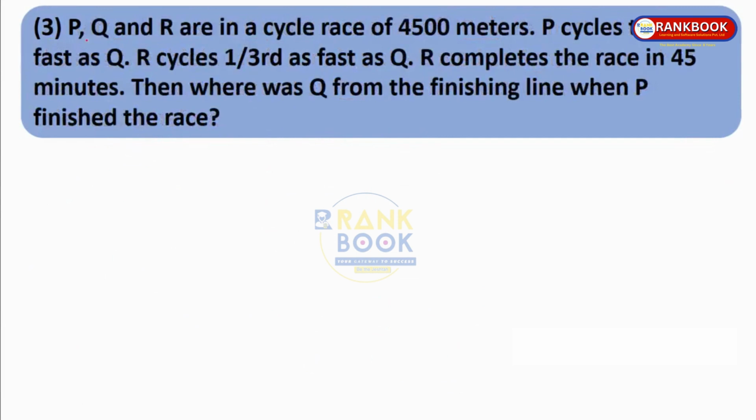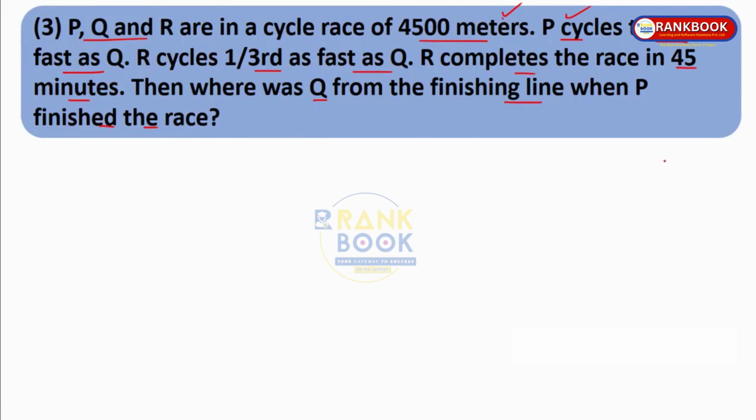Question number 3. P, Q and R are in a cycle race of 4,500 meters. P cycles twice as fast as Q. R cycles 1/3 as fast as Q. R completes the race in 45 minutes. Then where was Q from the finishing line when P finished the race? Now this looks a little complicated, like a tricky puzzle type sum, but actually it is pretty simple. You get the answer in the first two sentences only. The rest of the stuff is absolutely not needed, like how R cycles 1/3 as fast as Q.